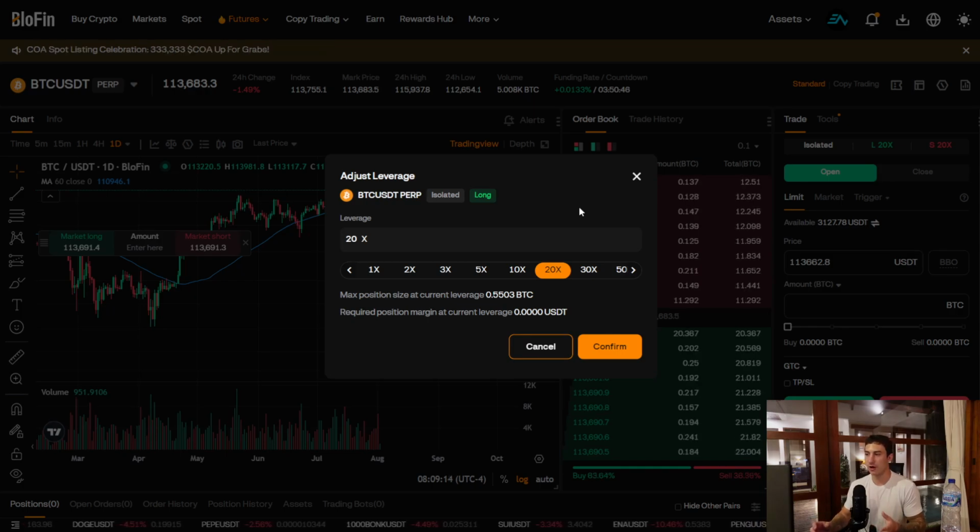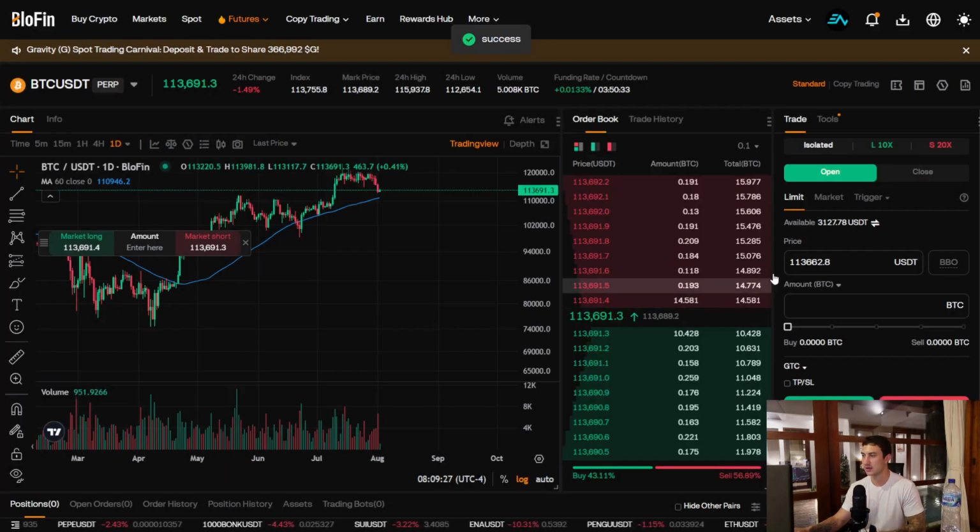But because crypto is so volatile, we don't want to get stopped out on super high leverage. So we want to make sure that we're trading with a slightly lower leverage. So if you're just starting out, I honestly wouldn't go above 10x leverage. But again, leverage doesn't really matter. It's all about position size. So we're going to press confirm.